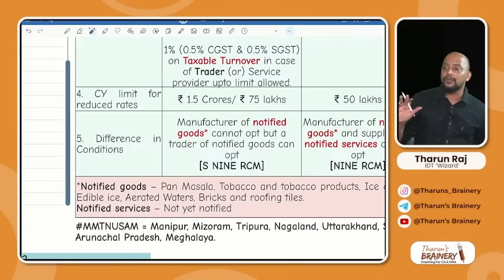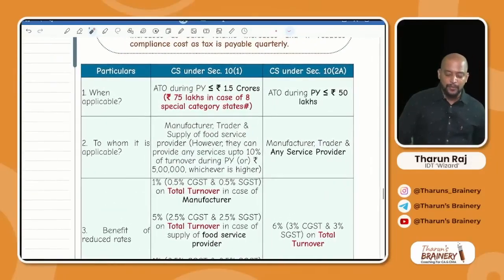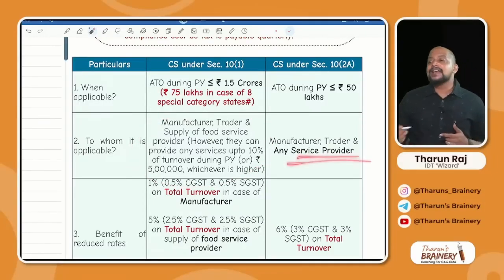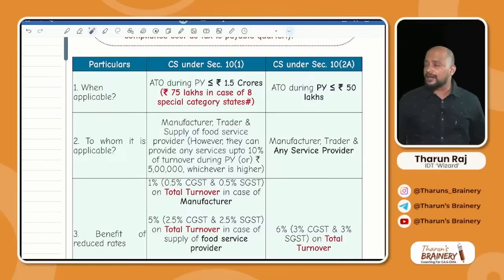Now you understood about 10-1 composition scheme? Yes. Now look into 10-2A composition scheme. When you read 10-2A also, we need to make a comparison between 10-1 and 10-2A. So who can opt for composition scheme 10-2A? See there, manufacturer, trader and any service provider. So what is the difference? 10-1 is only manufacturer, trader, supplier, food service provider, but here any service provider, a coaching center, a beauty parlor, an interior decorator or a consulting service provider, any person can go for composition scheme 10-2A. But what is the limit for composition scheme 10-2A?